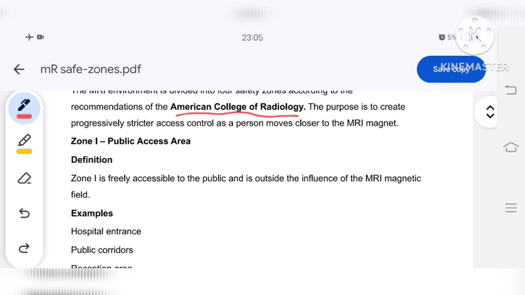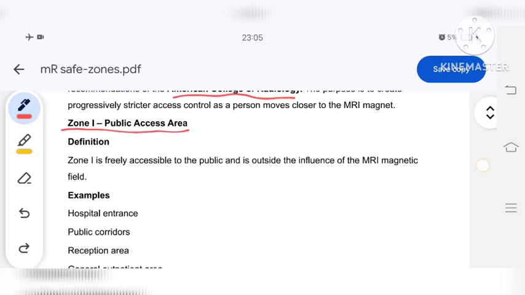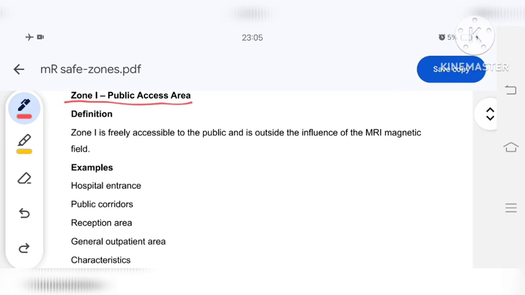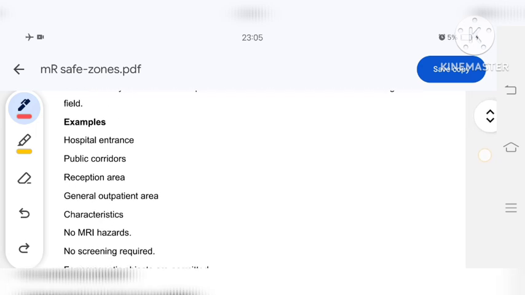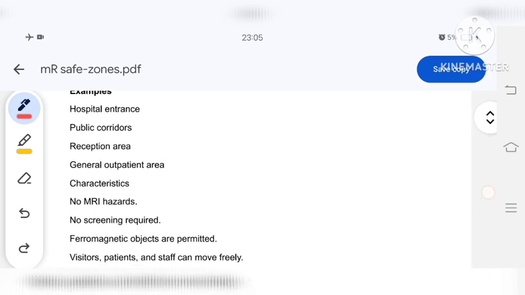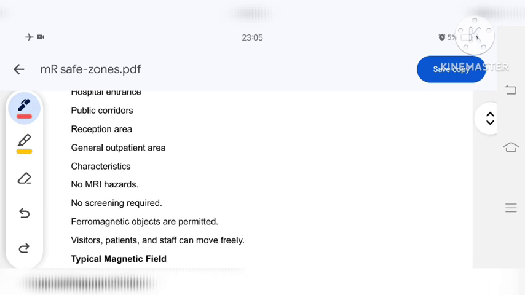Zone 1, Public Access Area. Definition: Zone 1 is freely accessible to the public and is outside the influence of the MRI magnetic field. Examples: hospital entrance, public corridors, reception area, general outpatient area.